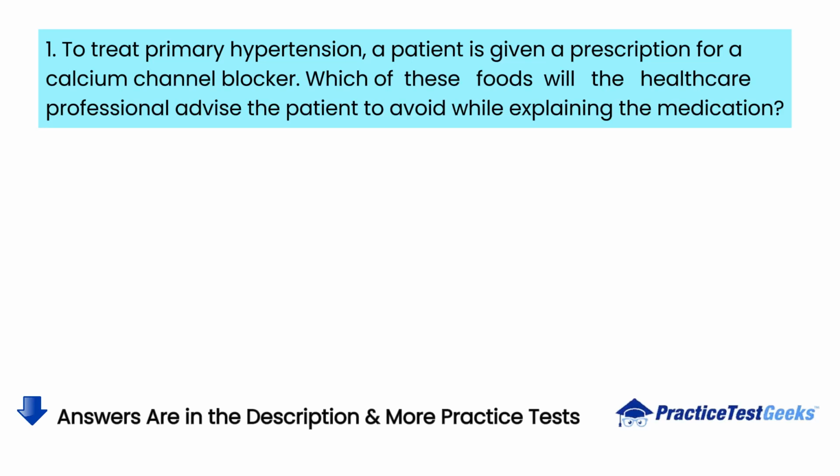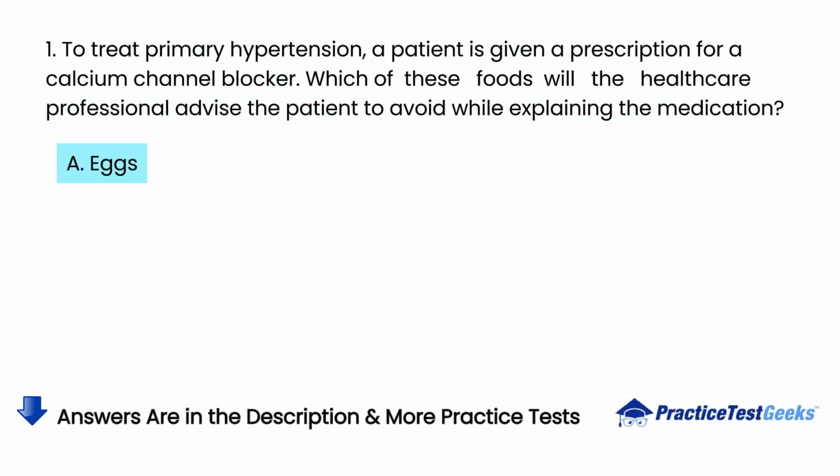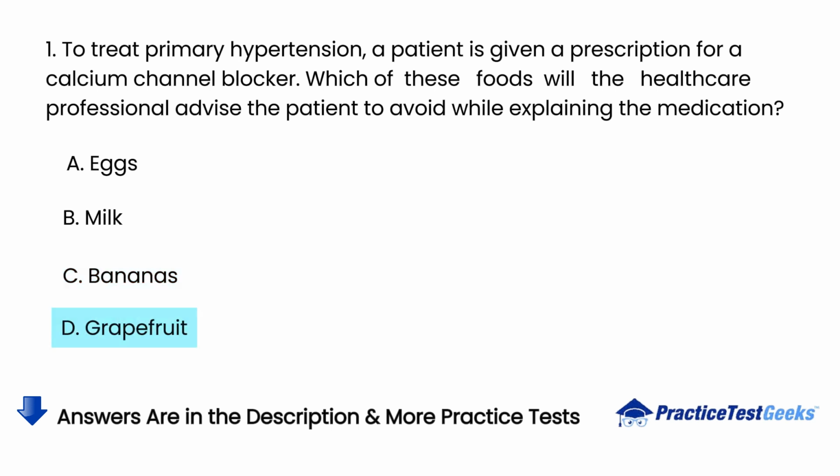To treat primary hypertension, a patient is given a prescription for a calcium channel blocker. Which of these foods will the healthcare professional advise the patient to avoid while explaining the medication? A. Eggs. B. Milk. C. Bananas. D. Grapefruit.